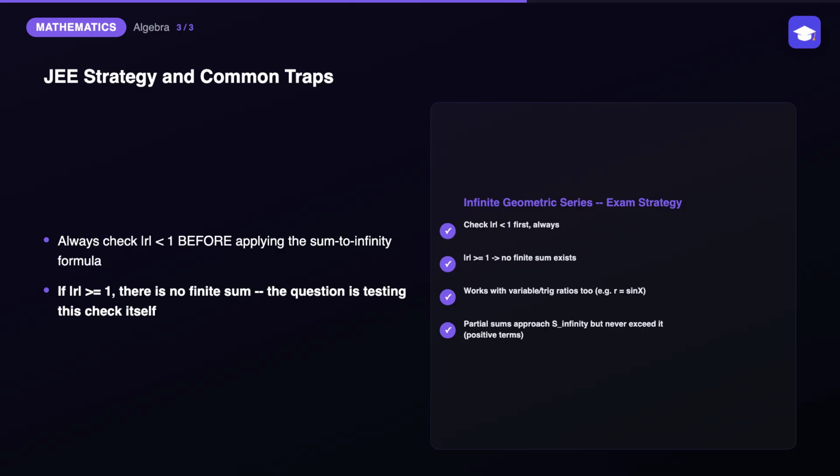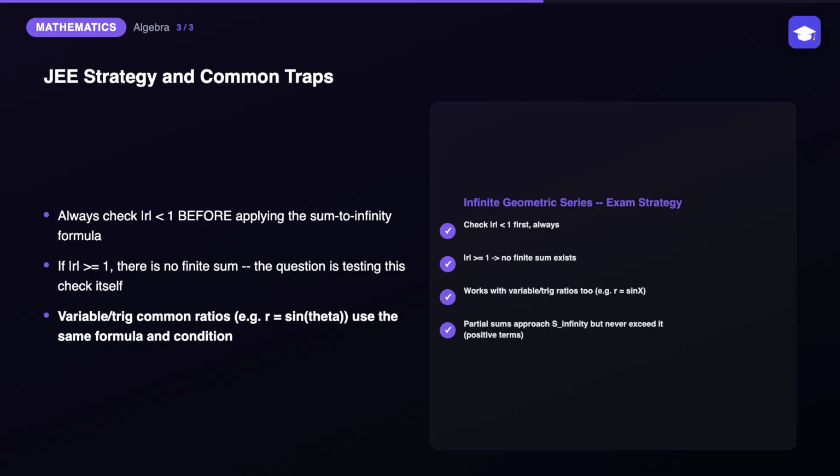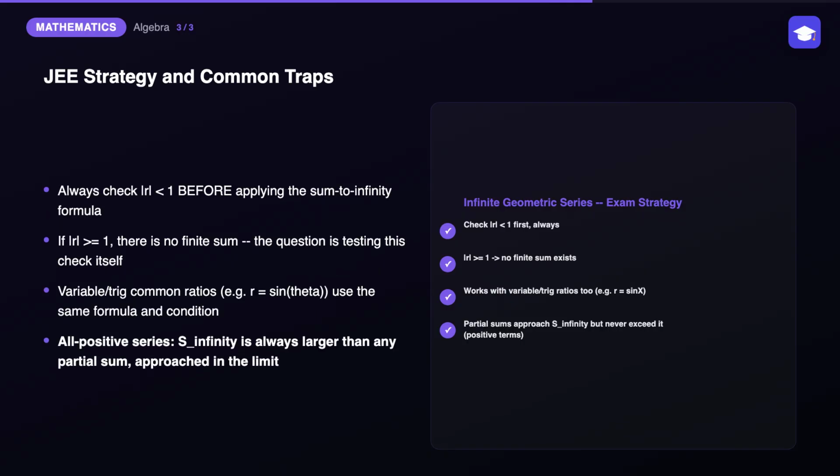A genuinely useful, frequently tested variant involves the sum of an infinite geometric series where the terms themselves are functions of a variable, like x, or trigonometric functions like sine or cosine of some angle. In these cases the exact same convergence condition and formula apply directly, just treating the specific expression as the common ratio r. Also remember that for a genuinely infinite geometric series with all positive terms, the sum to infinity is always strictly larger than any individual partial sum, but the partial sums genuinely approach this infinite sum ever more closely as more terms are added.